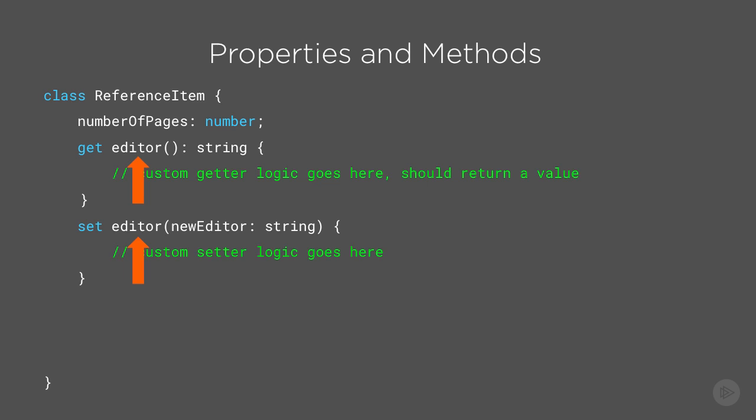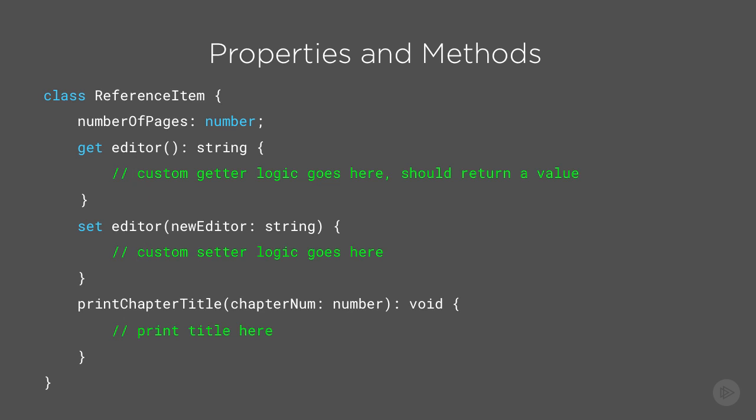The setter must be passed exactly one parameter, and you are not allowed to specify a return type for it. Inside the bodies of the accessors, you can perform any special logic you need for the property. Consumers of the class will access the property with the dot syntax just like any other one.